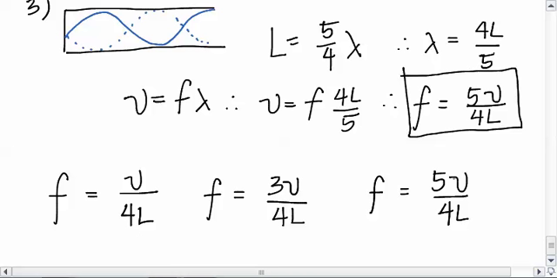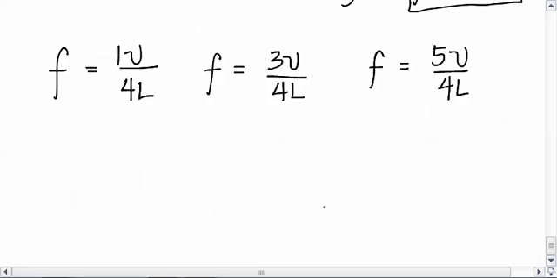Now, what did the coefficient in front of the velocity mean earlier? It was the harmonic number. Yeah. So, this one could have an understood 1. This one is 3V. This one is 5V. And so what could we say about a general equation for the nth harmonic of an open-closed pipe? nV over 4L. Would that work? But tell me about n.